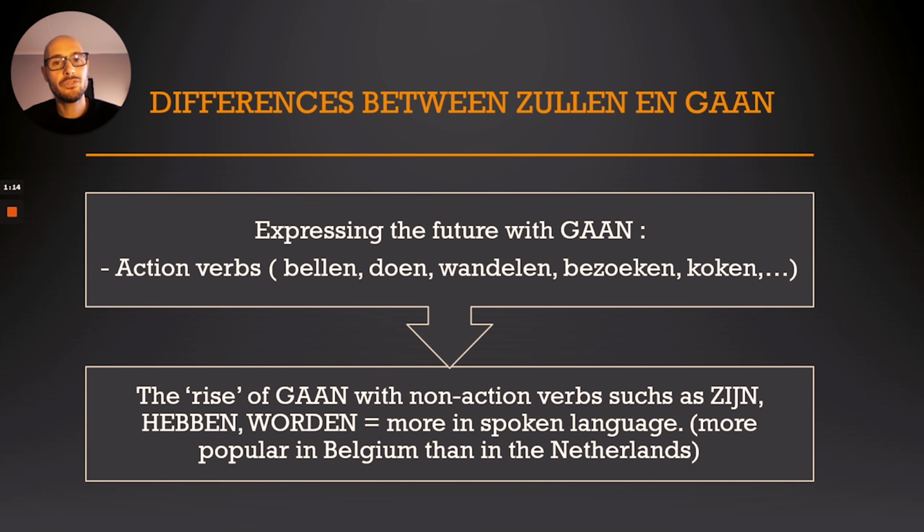I just want to finish it off by saying that zullen should be your go-to verb. Okay? If you want to express the future, just think about zullen. Just know that gaan is out there and that you can use it grammatically correct when you use verbs of action such as to call, bellen, to do, doen, to walk, wandelen, to visit, bezoeken, to cook, koken. Okay? So that was a little bit about the difference between zullen and gaan.